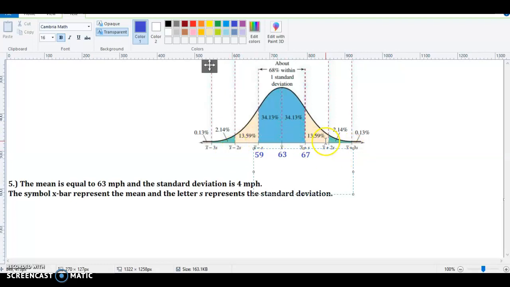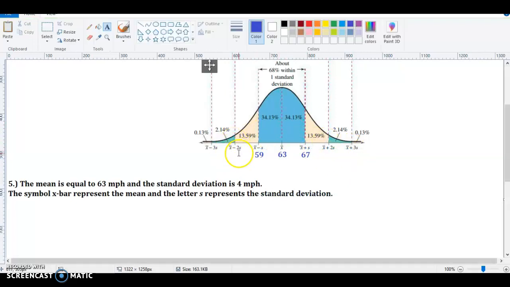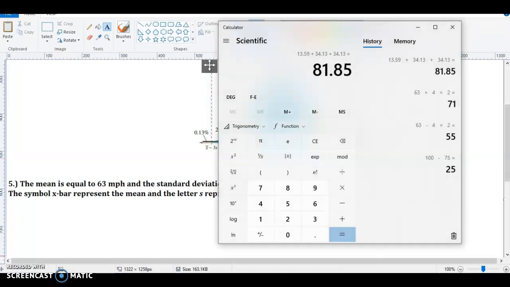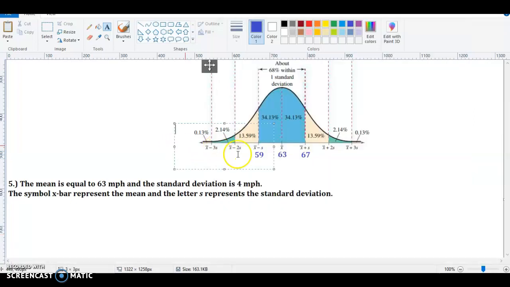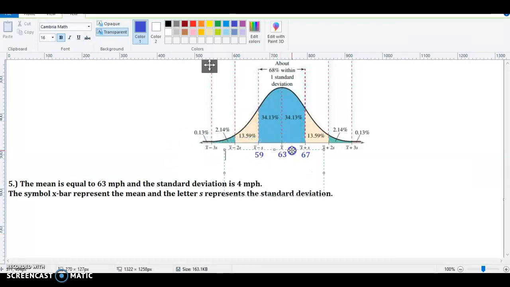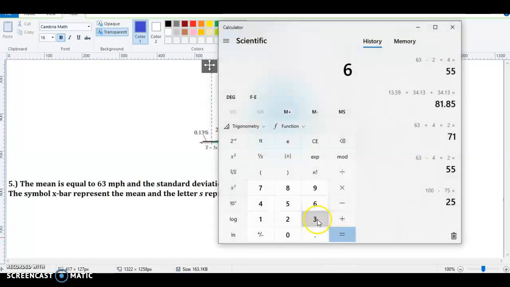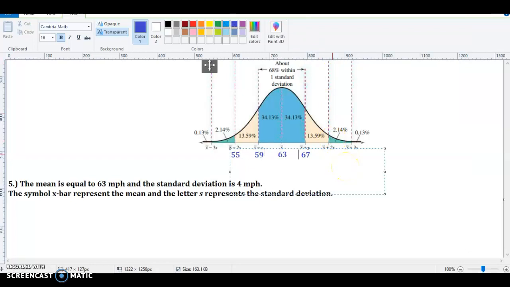Then we need to figure out the other values. This value over here is 2 standard deviations to the left of the mean, so we're going to do 63 minus 2 times 4. We get 55. So 55 here is 2 standard deviations to the left. Then we're going to get the value 2 standard deviations to the right, so it'll be 63 plus 2 times 4, which is equal to 71. So 71 is 2 standard deviations to the right of the mean.